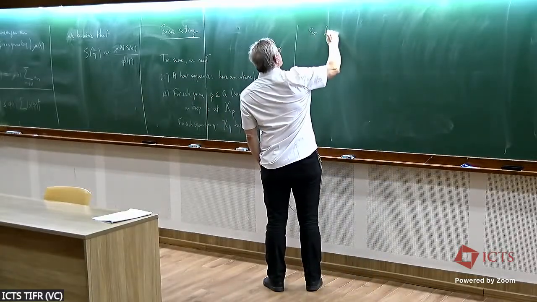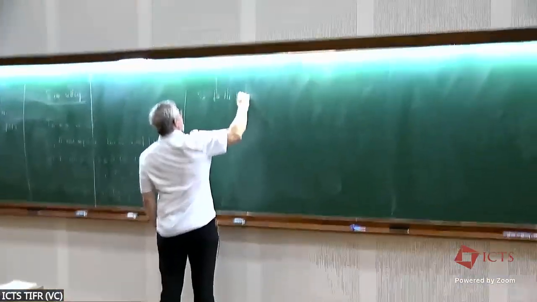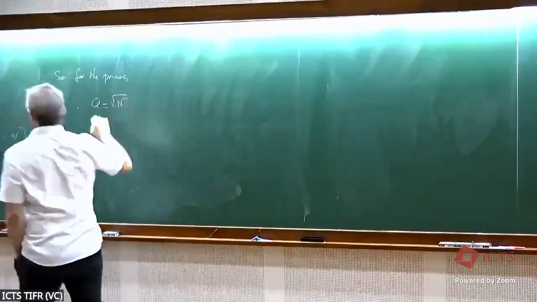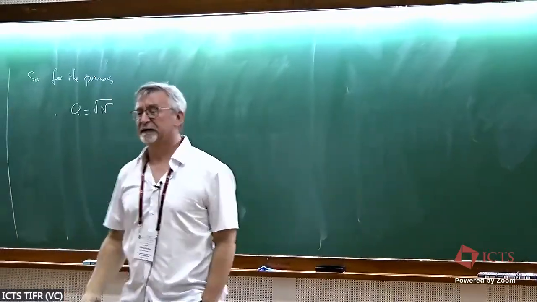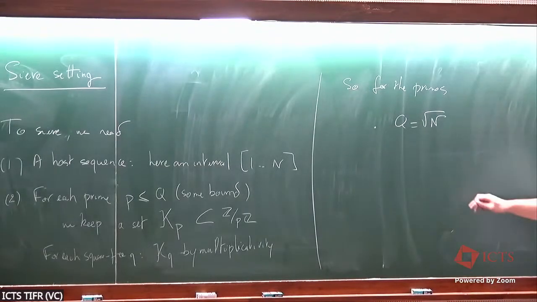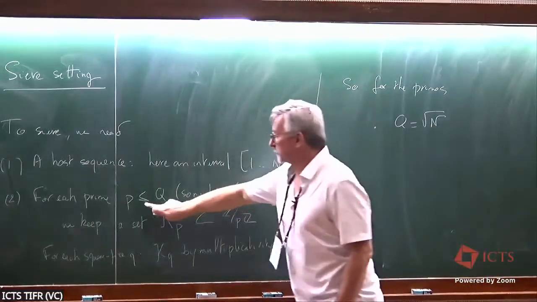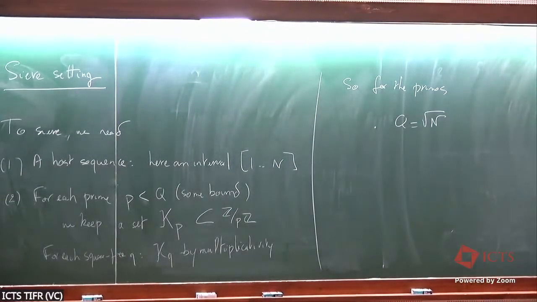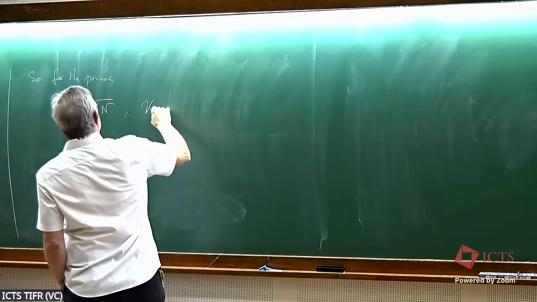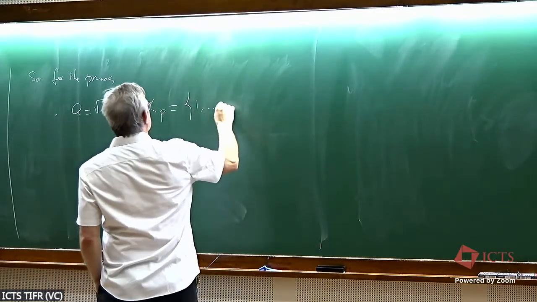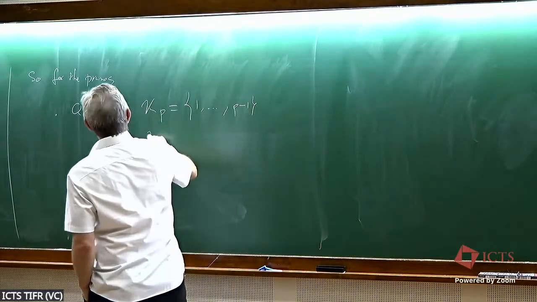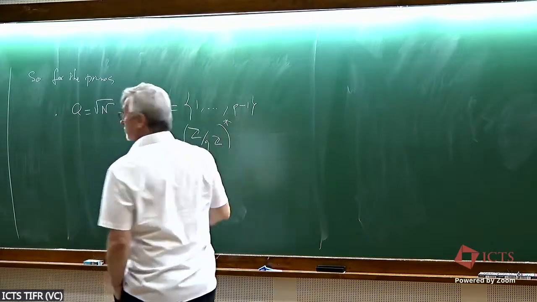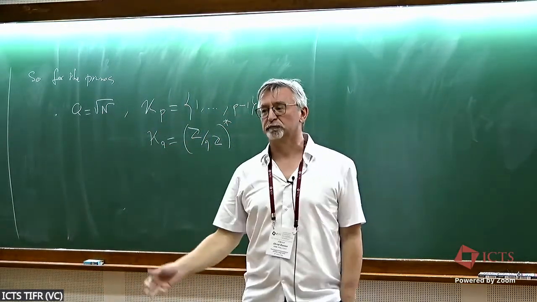So for the primes, what is my set? Q equals square root of n. I say n doesn't have any prime factor less than square root of n. In fact, I should put strict, to be sure. And my set K_p is 1 to p minus 1, and K_q, in fact, is the invertible elements of Z/qZ, of cardinality phi of q.